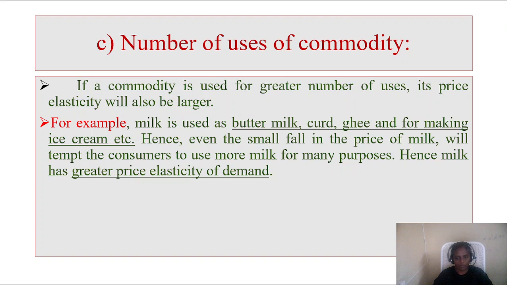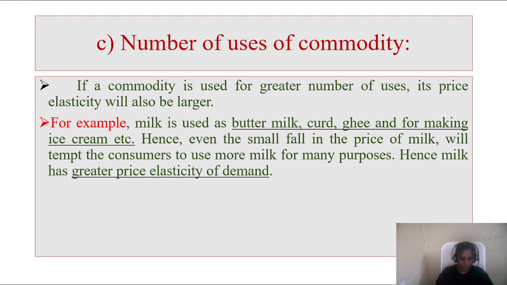Obviously, only if demand is more will the multiple usages come. So this kind of behavior among consumers will happen. That is, the number of uses of a commodity also makes the elasticity of demand for that commodity.